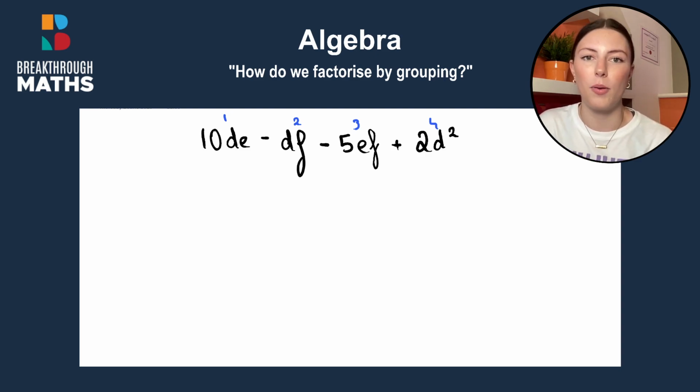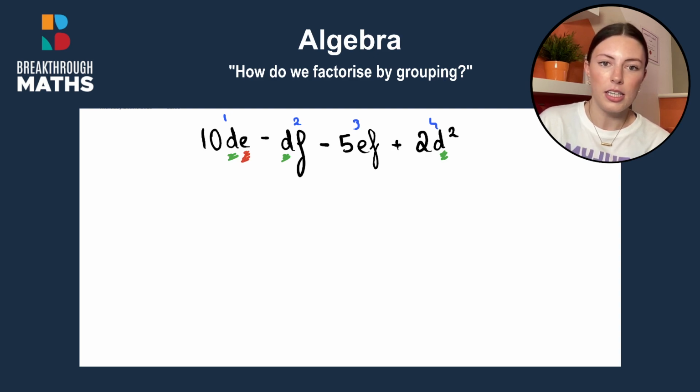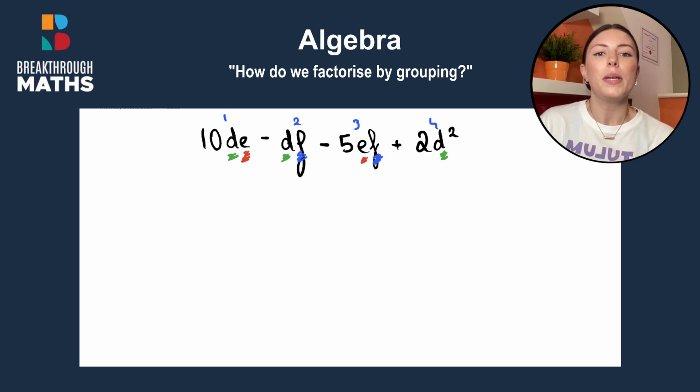Okay, now into our question here, we're going to be asked to factorise 10DE minus DF minus 5EF plus 2D squared. So what we have to do here first is I like to colour coordinate. So we'll put D in green, for example. We will do E in red, and we can do F in blue. So we can see here, each letter has its own colour. So D is green, E is red, F is blue. Easy. Okay, what do we do next?